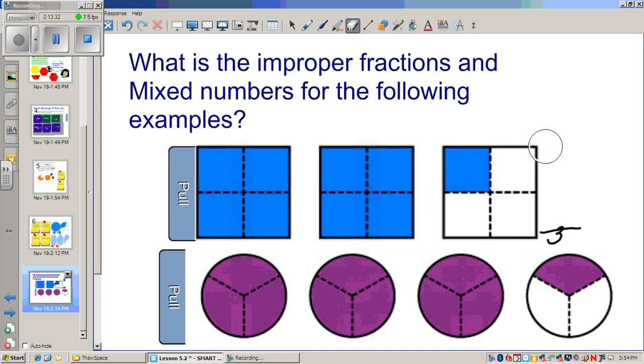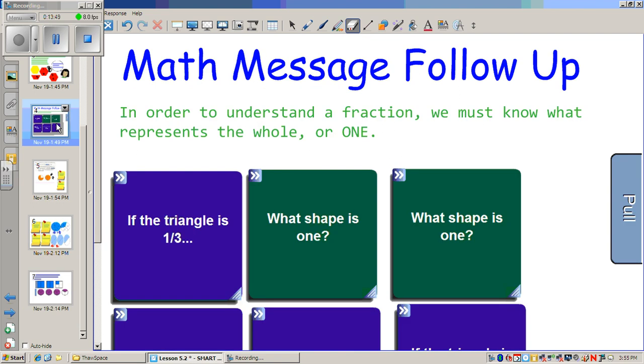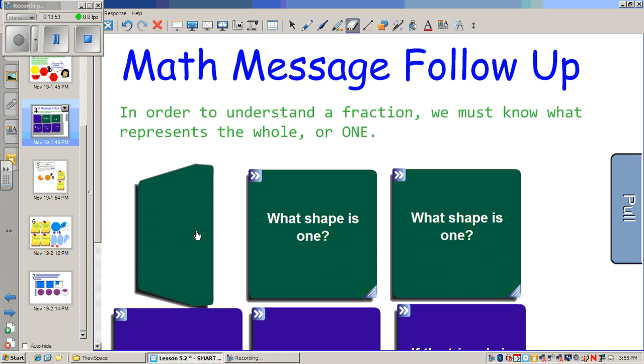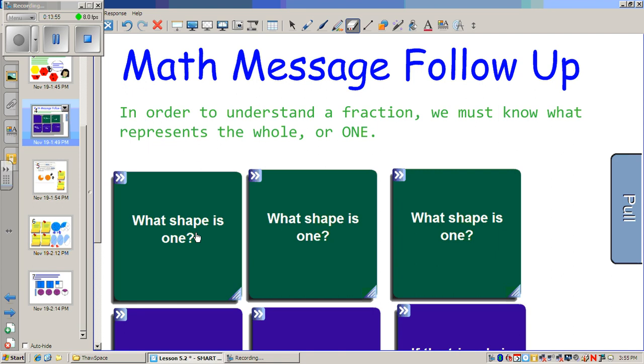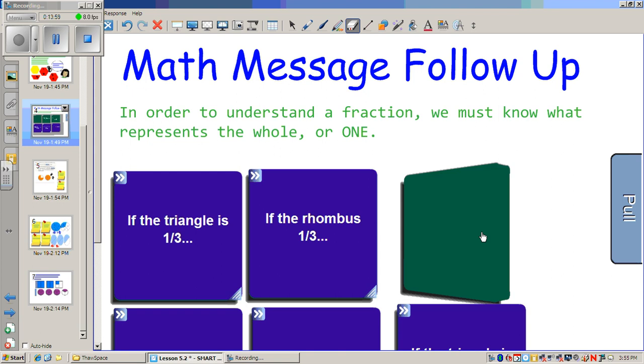Okay, so hopefully this makes a little bit of sense to you. We'll review these and go over them. I think you had maybe 5 or 6 problems to do. These 2 are your homework, to write the mixed number and the improper fraction. Okay, we're going to go back here to these. These 3 were your homework. If the triangle is worth 1/3, what's the whole? And we did that one. What shape is 1? So these are your 3 for homework. Okay, so that's 5 total problems.